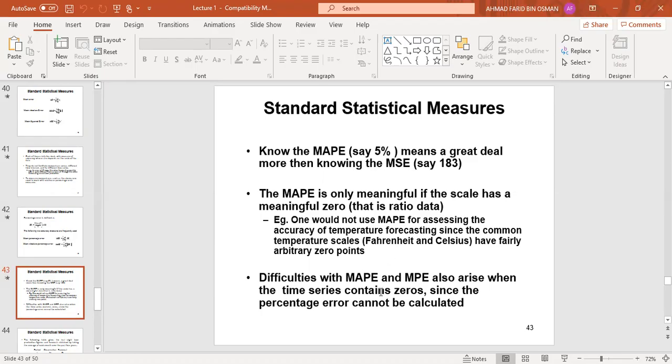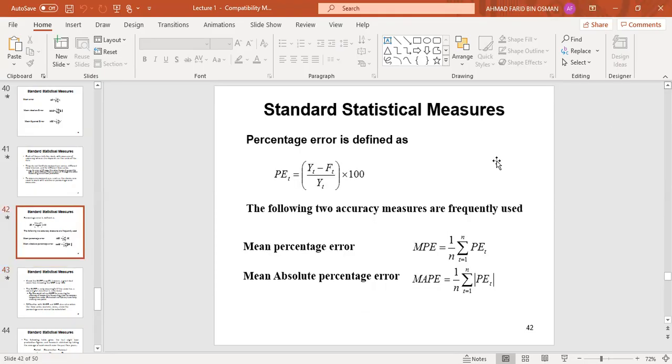Difficulties with the MPE and MAPE also arise when the time series contains 0, since the percentage error cannot be calculated. If the true actual value Yt equals 0, then this is undefined and you cannot compute it because you divide by 0.